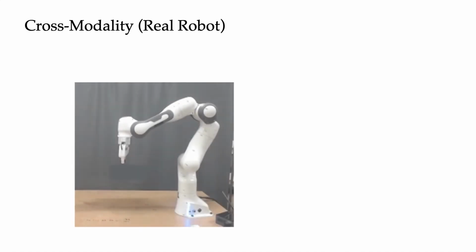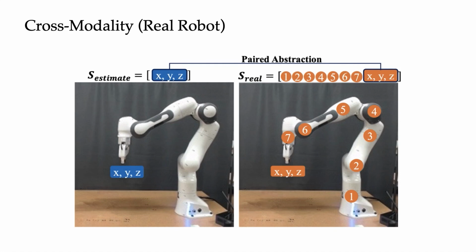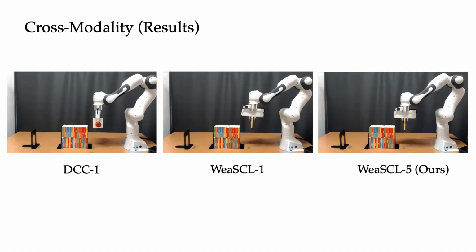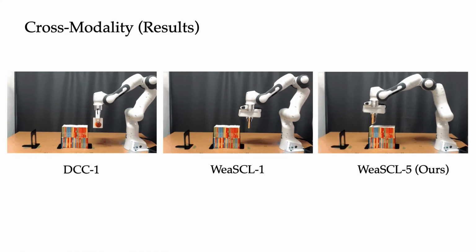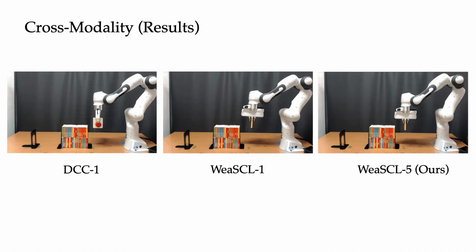For the cross-modality setting, we conduct experiments on the real robot environment. We aim to build correspondence between an environment using the third-person view image modality as the state and another environment using the joint angle modality as the state, while the two environments share the same action space. For the abstraction, we use the location of the end effector, which can be easily estimated from the image and directly read from the joint state. We test the correspondence with a task of moving the book across the shelf full of books. We can observe that our method finishes the task.